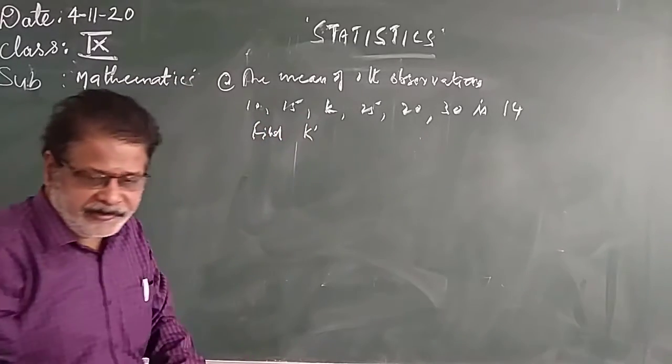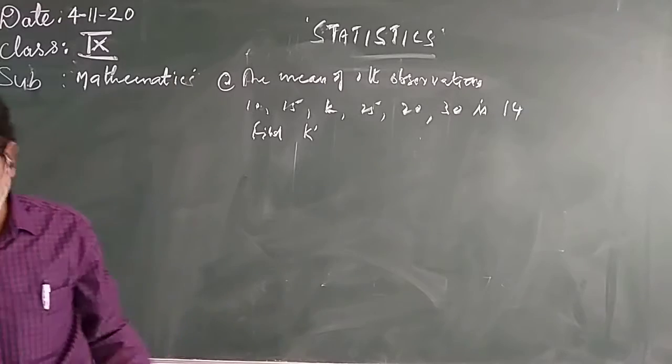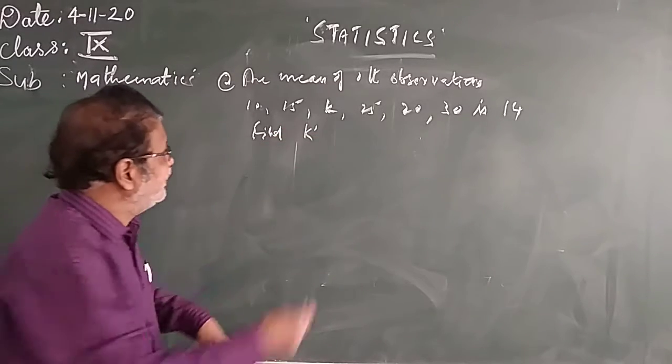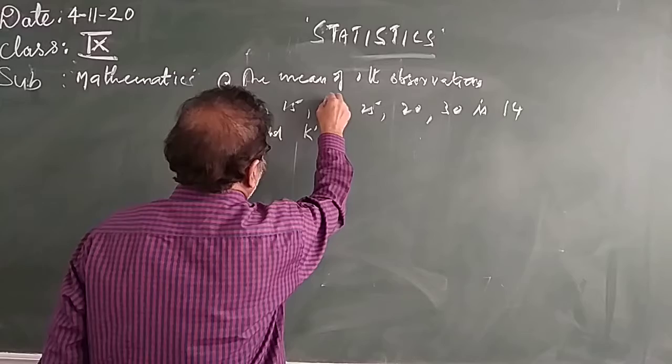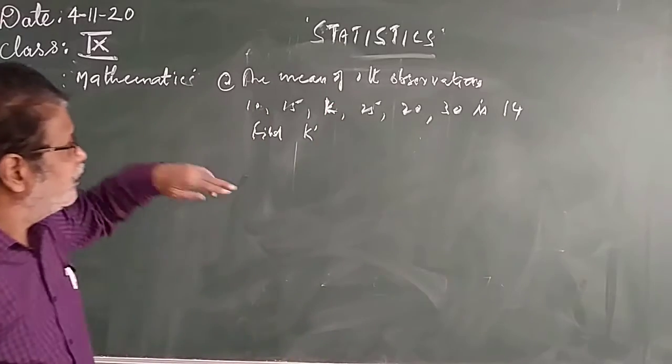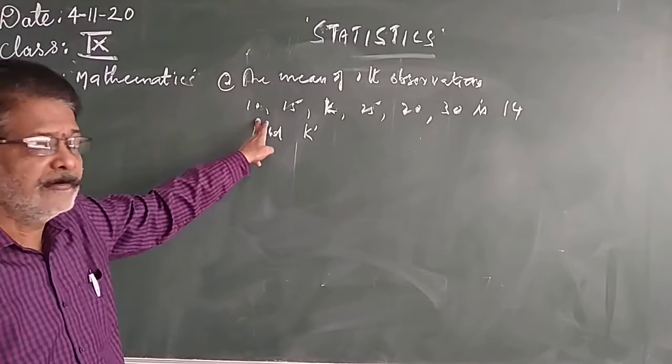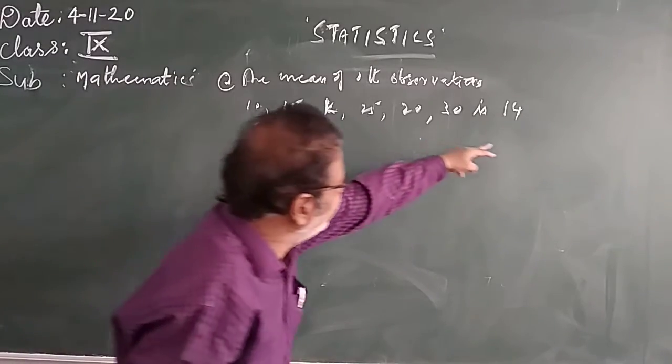In the given observations, one observation is missing here. Here we don't know the K value. We want to find out the K value here. So the mean of the observations 10, 15, K, 25, 20, 30 is 14.